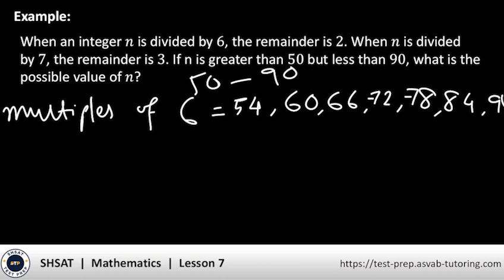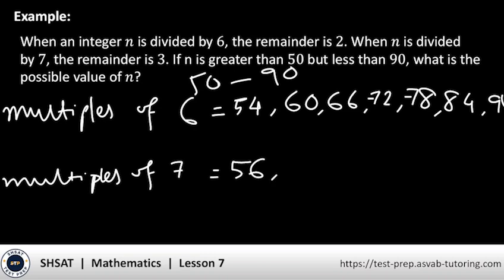If I consider multiples of 7, let's now take multiples of 7 between 50 and 90. So it's 56, because 7 times 8 is 56. And 63, 70, 77, and 84. We don't have any other numbers.